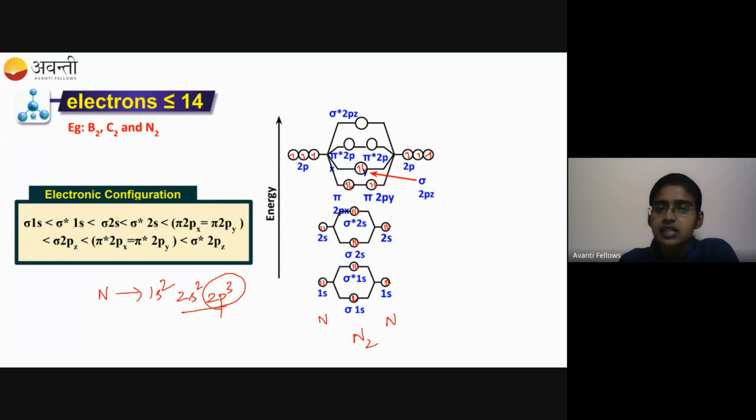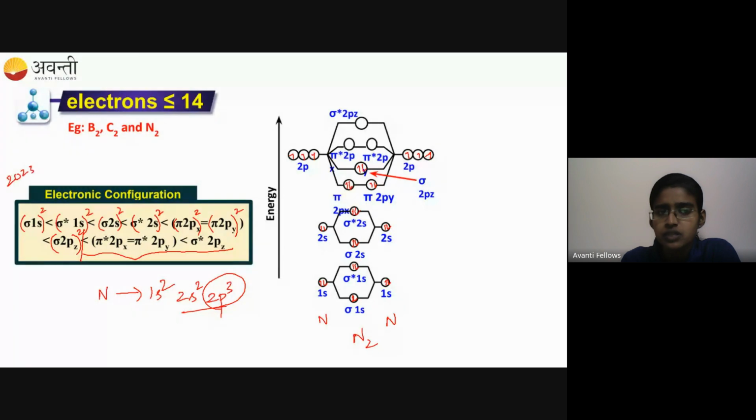Now while writing the electronic configuration, how do we do it? Sigma 1s has 2 electrons, sigma star 1s has 2 electrons, sigma 2s2, sigma star 2s2. Then pi 2px has 2 electrons, pi 2py has 2 electrons, and sigma 2pz has 2 electrons. So you can stop up to this. You don't have to write all these things.